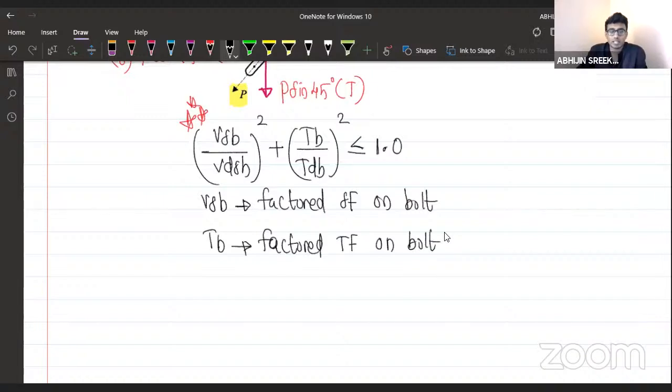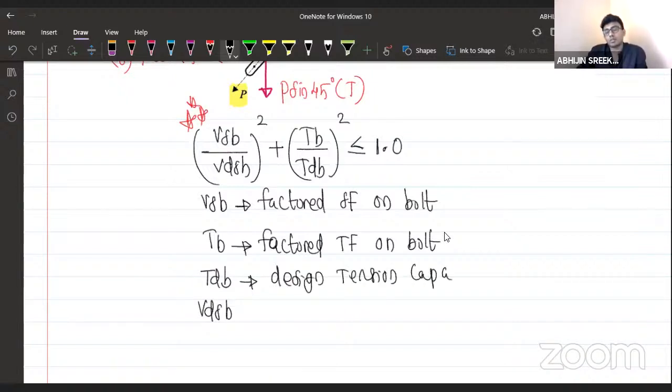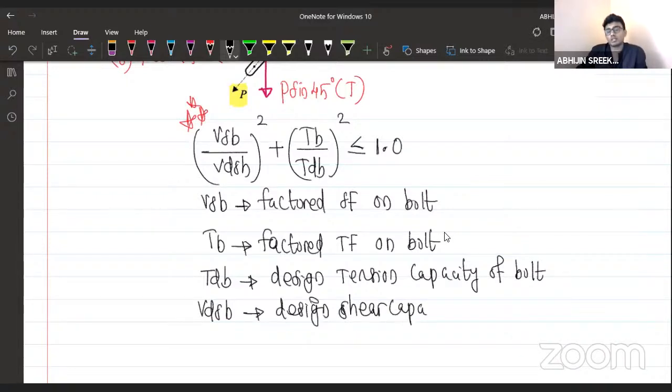And similarly, you can tell me what is TDB and VDSB. What is TDB? Anyone? It is the design tension capacity of the bolt. VDSB is actually the design shear capacity of the bolt. I need values of VSB, TB, TDB, and VDSB. First, tell me what is the value of VSB?